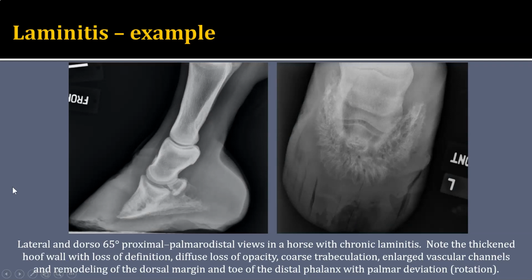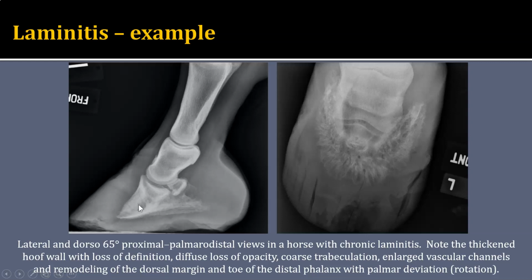Here's another example of a patient with severe chronic laminitis. This patient has palmar deviation of the distal phalanx or rotation, so that dorsal cortex is no longer parallel to the dorsal hoof wall. Dorsal hoof wall is quite thickened. There's loss of distinction between the normal laminae here. There's also some remodeling and slipper toe or ski jump formation on that tip of the distal phalanx, along with that dorsal cortex periosteal mild reaction.